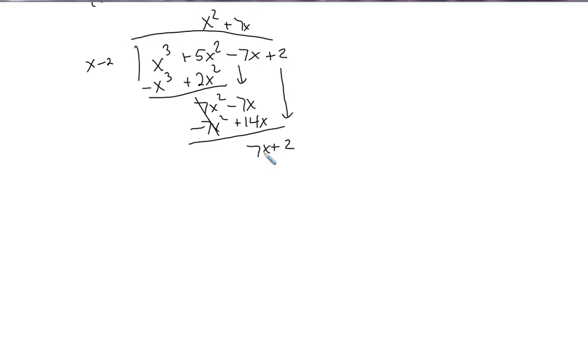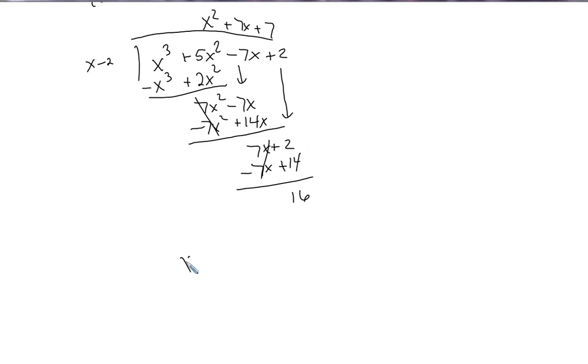So x times what will give me 7x? X times 7 will give me 7x. So now let's distribute. 7 times x minus 2 is 7x minus 14. Subtract them, so change the signs. X's go away. We're left with 16. So my remainder is 16, so I have nothing left to pull down.